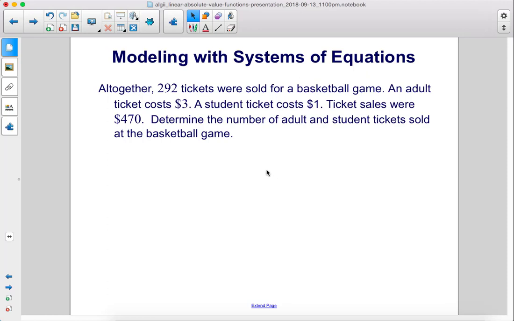Altogether, 292 tickets were sold for a basketball game. An adult ticket cost $3. A student ticket cost $1. Ticket sales were $470. Determine the number of adult and student tickets sold at the basketball game.